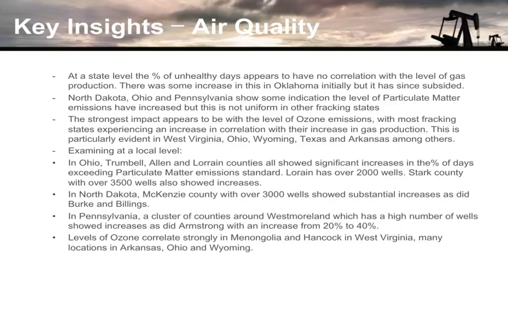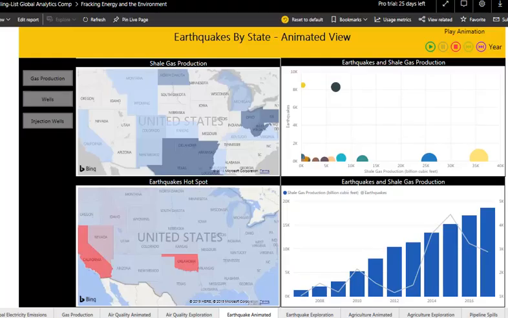And then looking into ozone also showed similar correlations: Monongalia, Hancock in West Virginia, and a number of different locations in Arkansas, Ohio and Wyoming. So there was that first initial overview, slightly misleading, showed less correlation at a state level as can be expected, and then when you dug into the county level, locations that had high numbers of wells did indicate signs that the air quality was deteriorating.